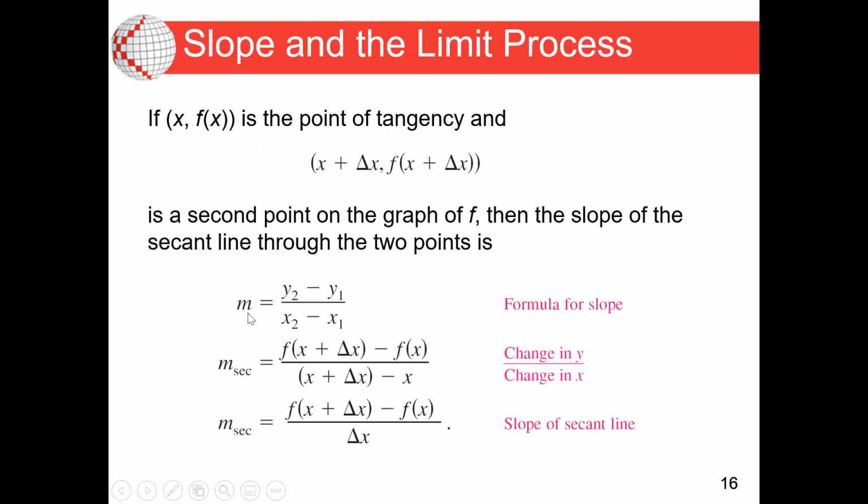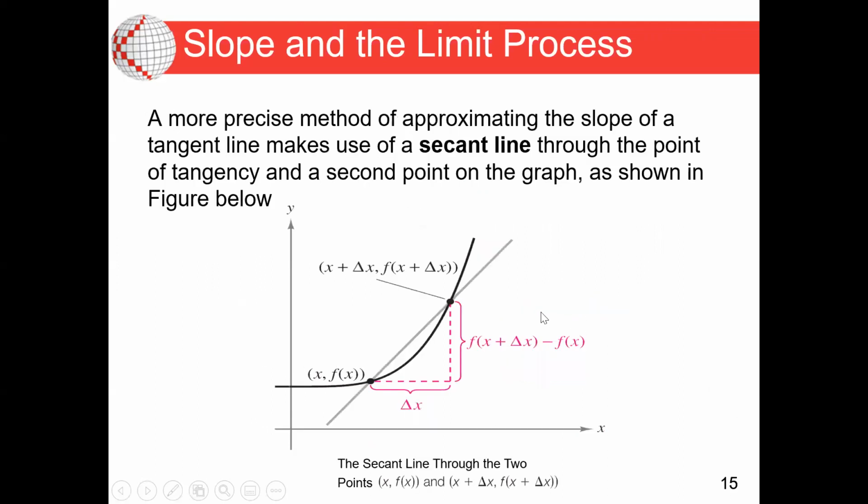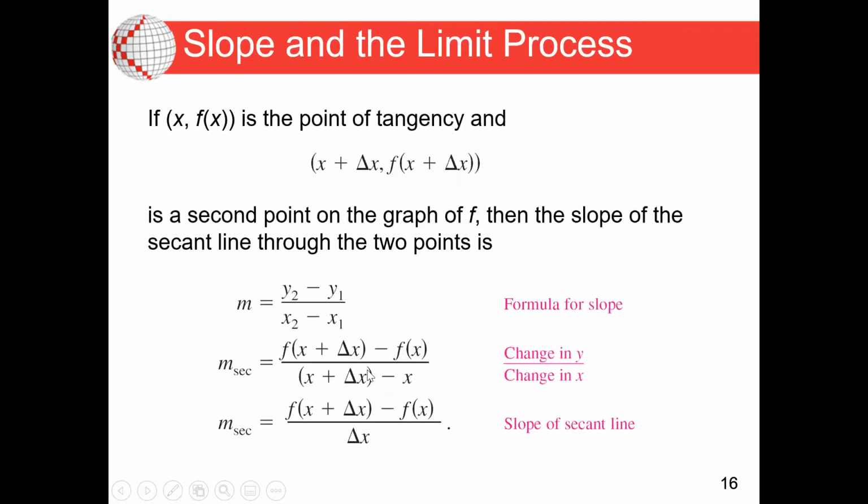So we know a slope formula from college algebra is the difference of y over the difference of x. So y2 minus y1 over x2 minus x1, if it's linear. Now remember y2 from our graph is f at x plus dx, and y1 will be f at x. So we find the difference of f at x plus dx minus f at x, and also x plus dx minus x. And that gives us here.